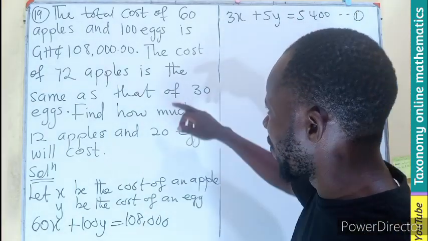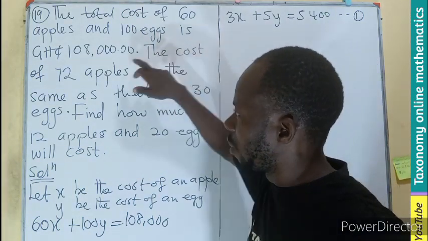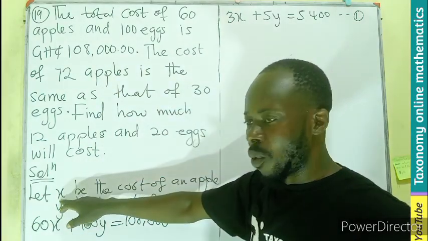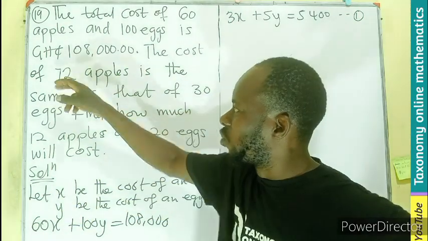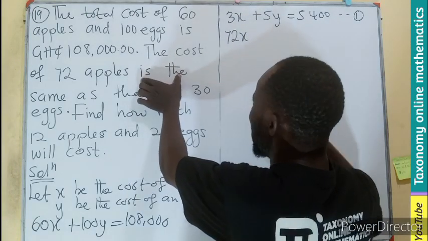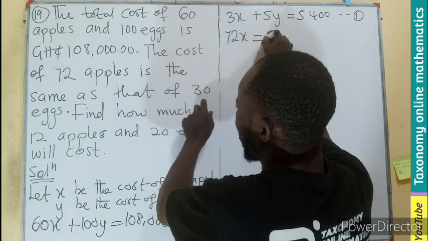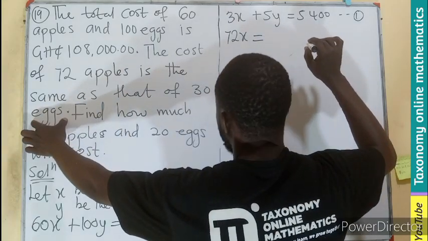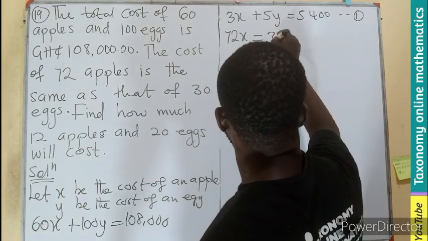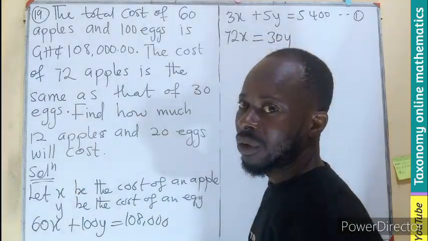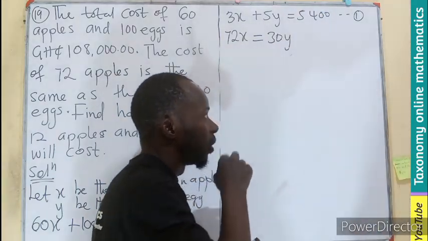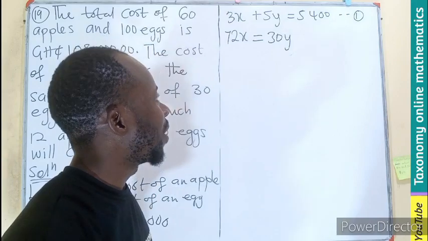Alright. Then picking from the second sentence, the cost of 72 apples. One apple costs x. 72 of them will give us 72x. The price I'll pay is the same as if I buy 30 of the eggs, which have the cost y. 30 of the y. So that's the second equation: 72x equals 30y.